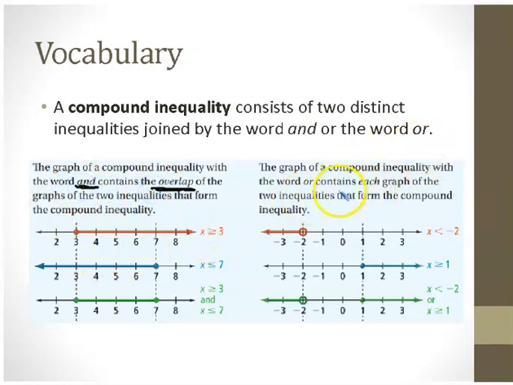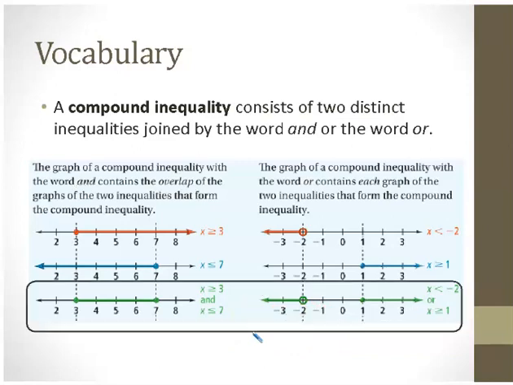If instead we're dealing with the word or, we have something that looks like this, right? For this example, the solution could be that x, or the variable, can be less than -2, or it could be greater than or equal to 1. So I end up with this, where they don't overlap, and they actually go in different directions. Okay? So let's practice some and see if that makes a little bit more sense to you.